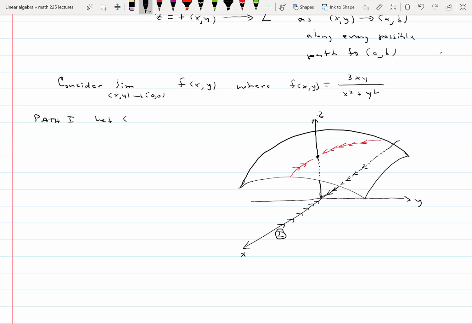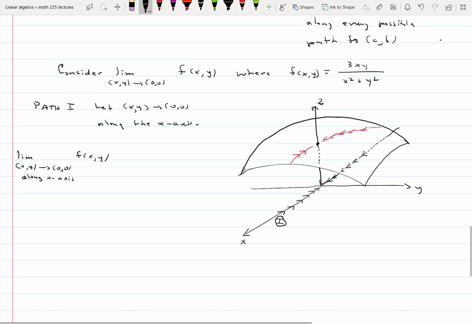Path 1: let the point xy approach the origin along the x-axis. Okay, so let's do that. Let's find the limit as x and y approach the origin, let's say along the x-axis, of f of xy.